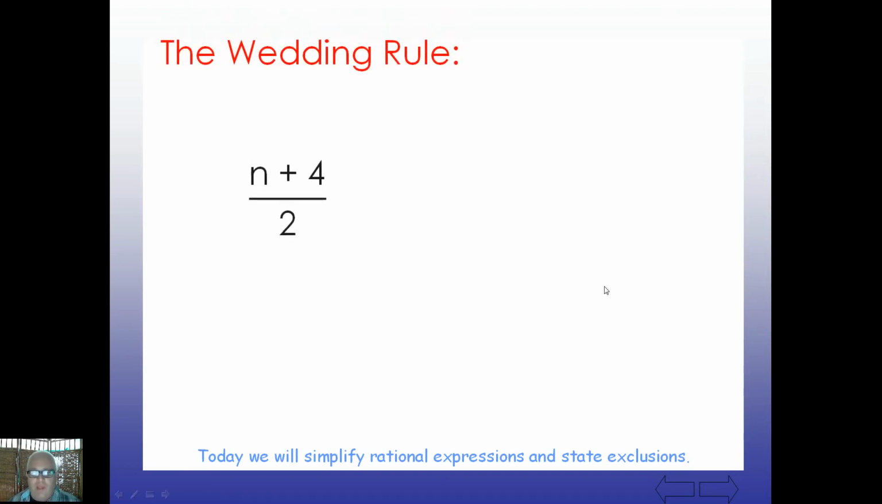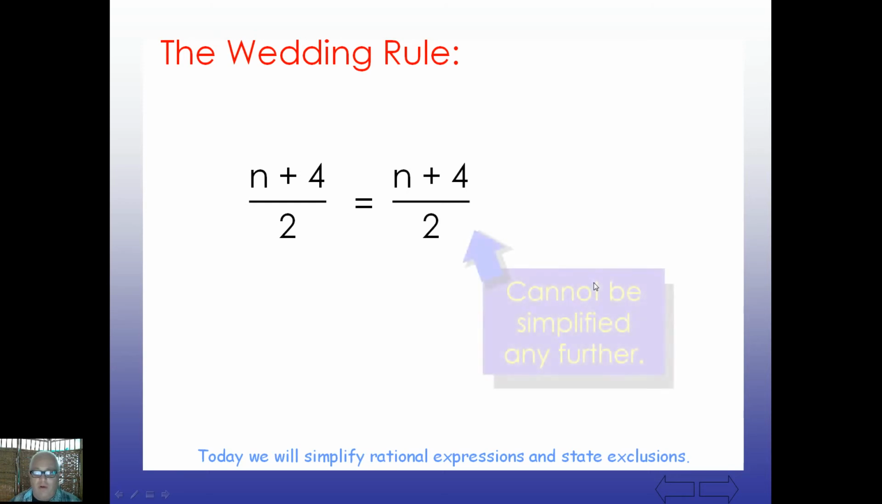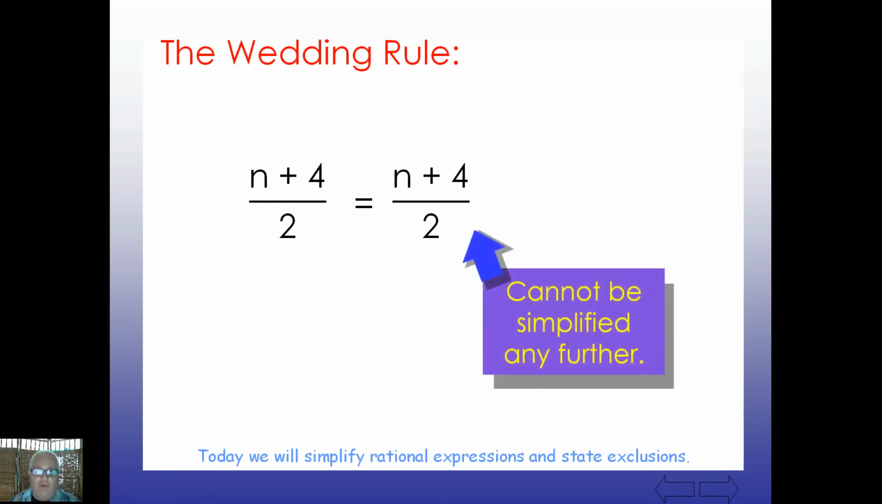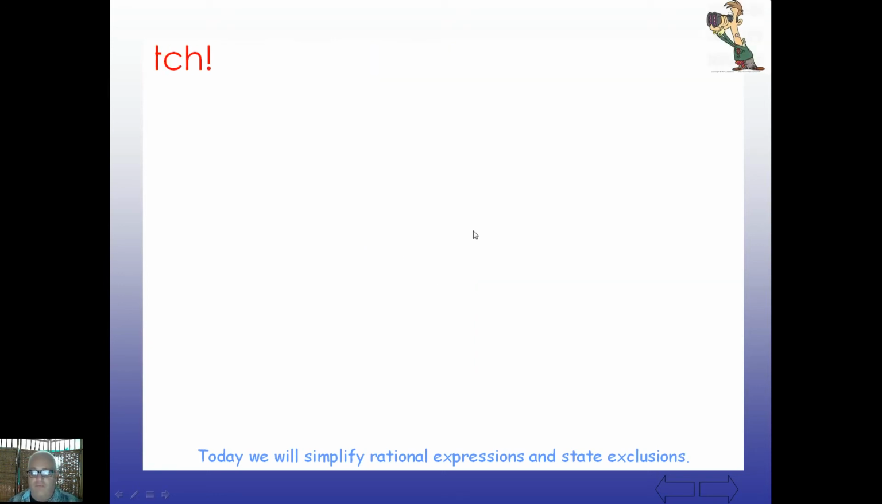Okay, how about this? N plus 4 over 2. If we wanted to ask about reducing that, well, there's really nothing we can do here. This cannot be simplified any further. It's still n plus 4 over 2. So that's our final result right there. Because notice, even though these two want to reduce, we have to deal with these as a unit. Because 2 can't go into n, we don't know what n is, we have to just leave it as n plus 4 over 2.